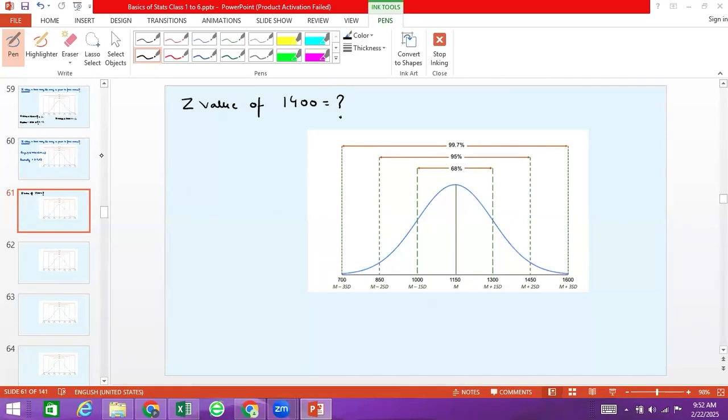1.5, more than that. See, the question is very simple. How many standard deviations away is 1400 from the mean? So you need to measure the distance of 1400 from 1150 in terms of standard deviation.